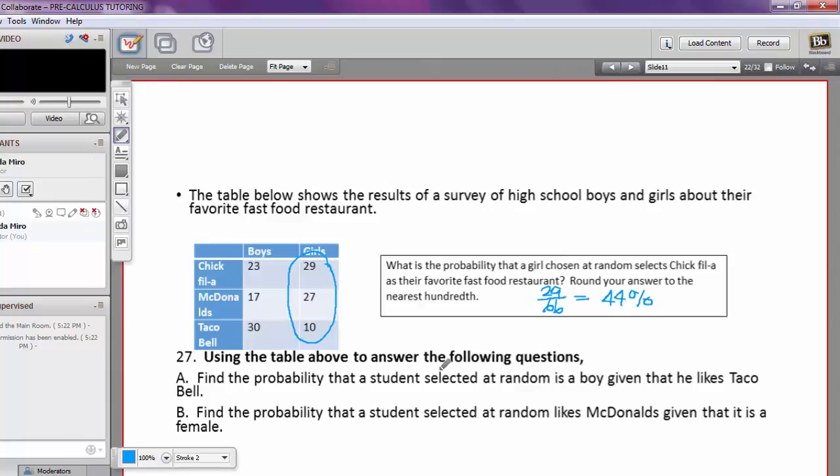Using the same table, we're going to answer A and B. We're going to find the probability that a student selected at random is a boy, given that he likes Taco Bell. Okay, so it says, given that he likes Taco Bell. So we're going to look specifically at the given part. So they give us Taco Bell. Well, there's 40 people who like Taco Bell, and we want to know if it's a boy. So 30 out of 40. We can simplify that to 3/4, which is also 75%.